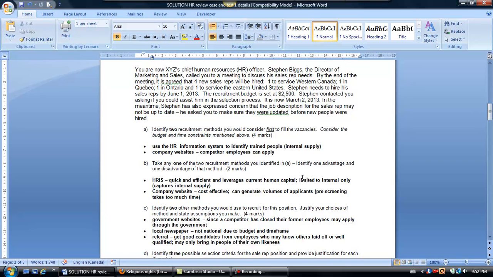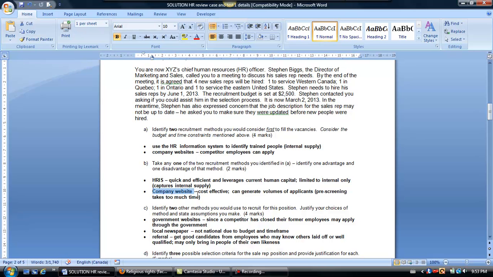And the nice thing is that you would be finding people who are familiar with your products and services and may already have some training that might be relevant to the sales rep job. The disadvantage is that it would be limited only to internal people, so you wouldn't have a chance to see what was outside of the organization if you wanted a comparison.